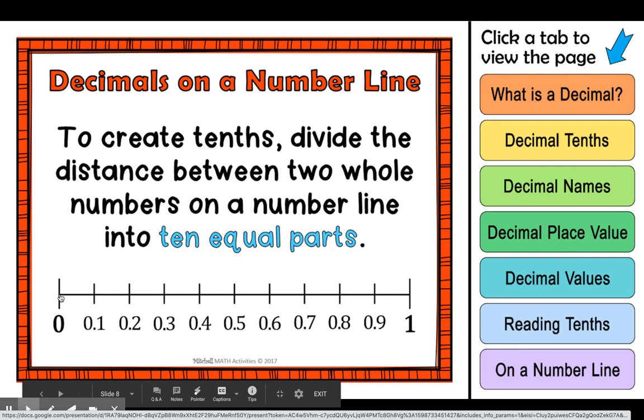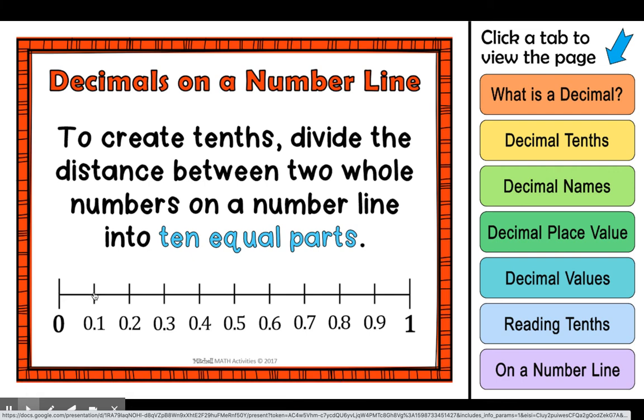So if you were to hop from 0 and just hop from 1/10 to another, you could skip count by tenths. 0, 1/10, 2/10, 3/10, 4/10, 5/10, 6/10, 7/10, 8/10, 9/10, 10/10, or 1 whole.